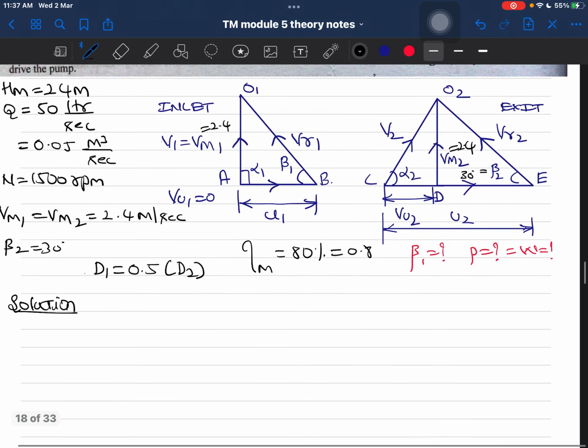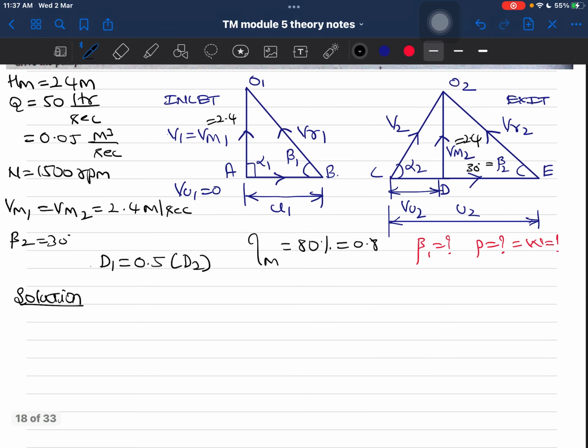The solution. So the velocity triangles are drawn in the same way, assuming it as a backward vane pump. Naturally, if it's not given anything, you have to assume it as a backward vane pump, and 80% of the problems would be on the backward vane pump as well. So let us go one by one with the calculation.